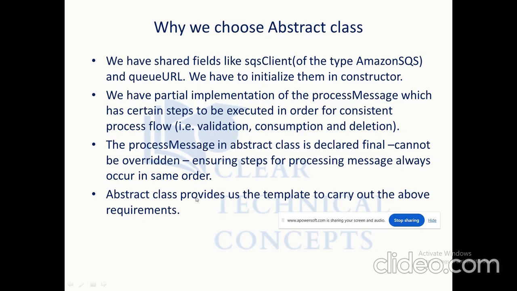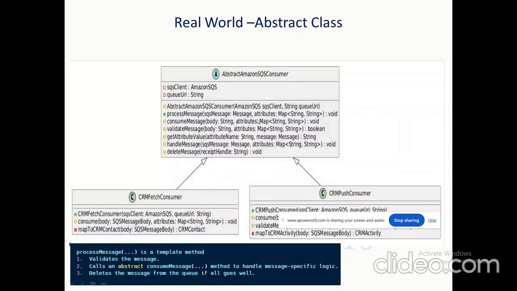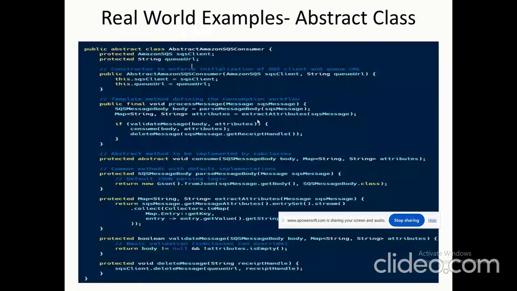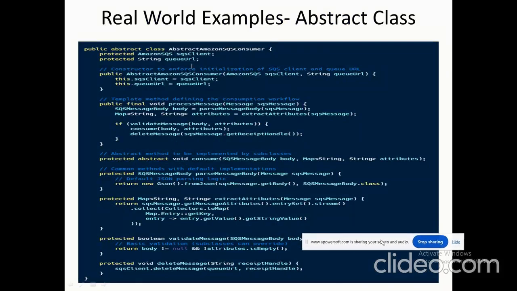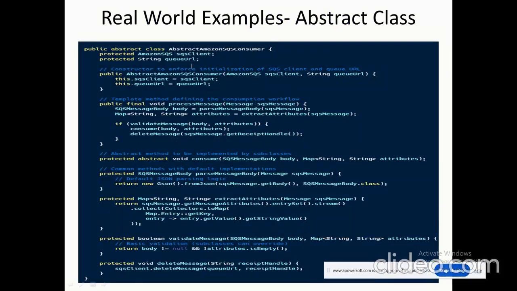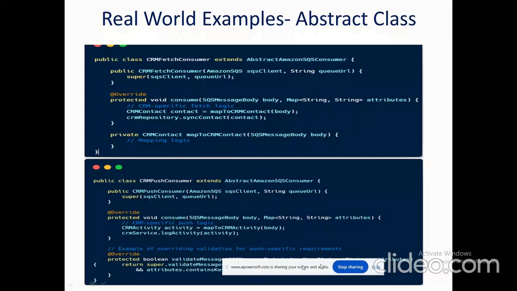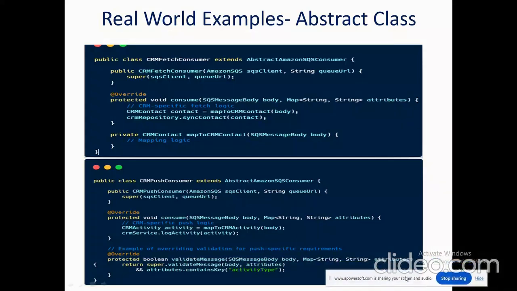Now, choosing an abstract class provided us the template to carry out all the above requirements. Hence, abstract class was used in this scenario. Now, coming on, here I've also provided the sample code for the base class as well as the consumer class. Example of both the concrete consumer classes which implement the base class. One can have a look at it later.